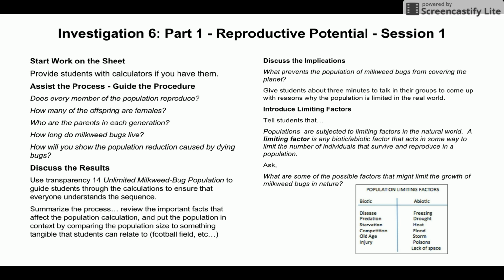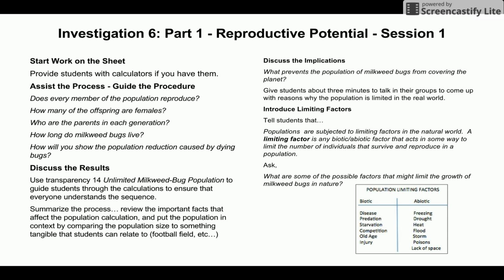For instance, tell them that the number of milkweed bugs in their year's calculation could circle Earth 8 times if they stood in line nose to tail, or they could cover about 8 football fields if they all crowded together but didn't crawl on top of one another.